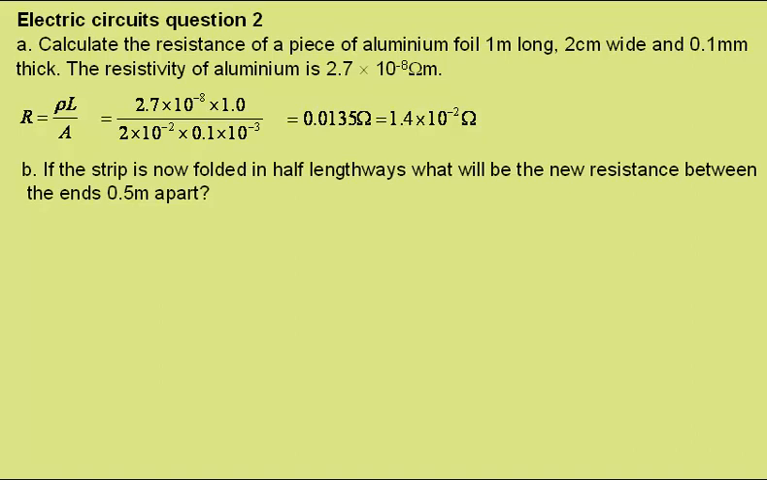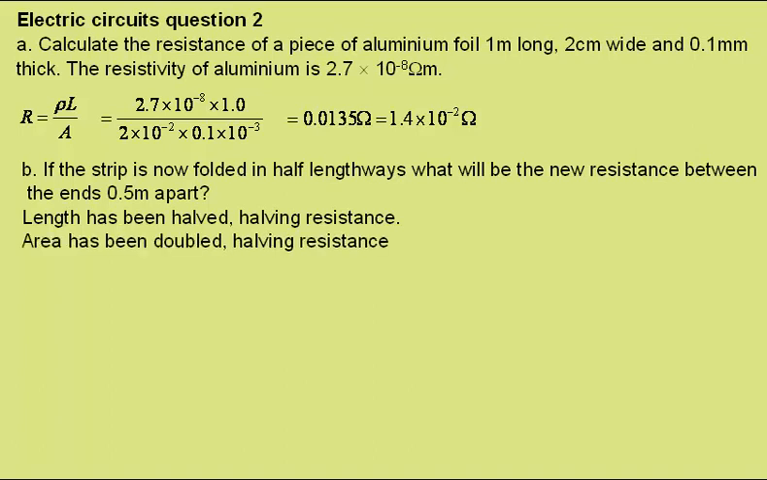Part B. If the strip is now folded in half lengthways, what will be the new resistance between the ends 0.5 meters apart? Well, for this we could do a new calculation using the new dimensions, or we could realize that the length has been halved, which will halve resistance. Also, the area has been doubled, which will have the effect of halving resistance.